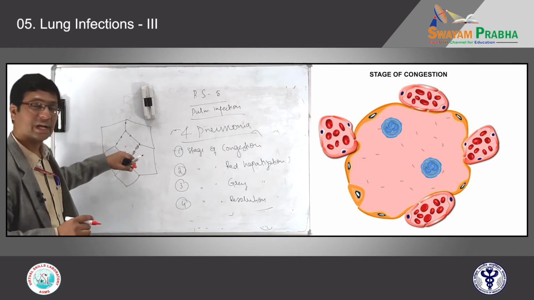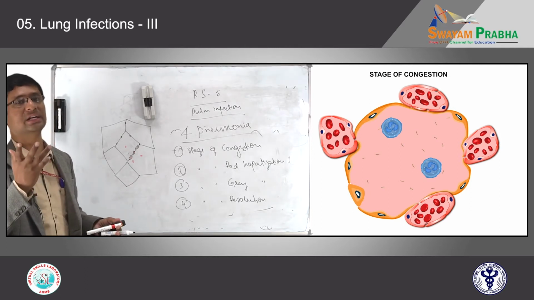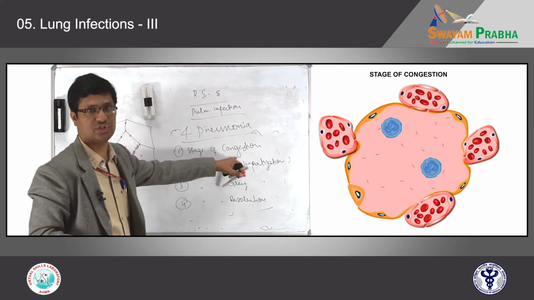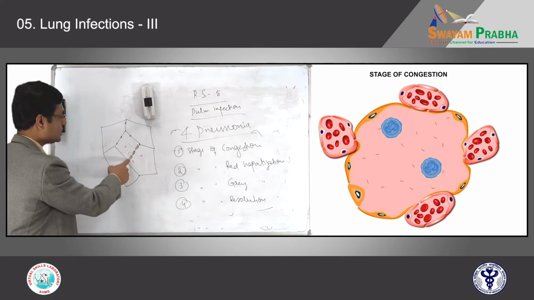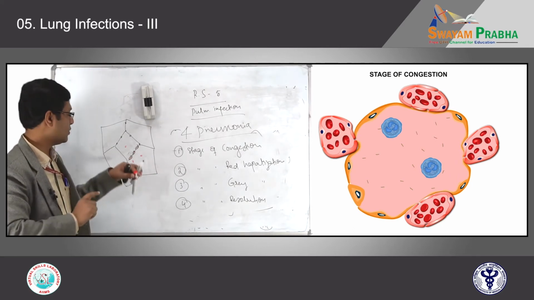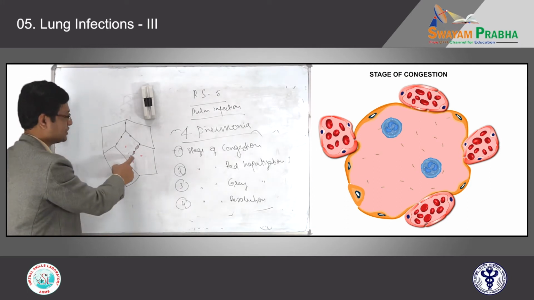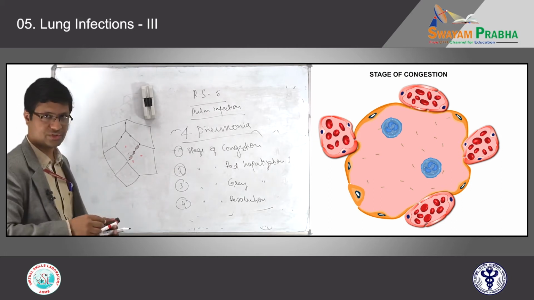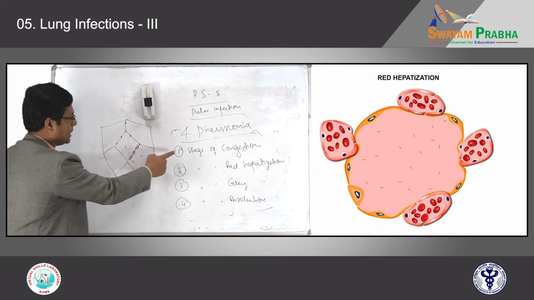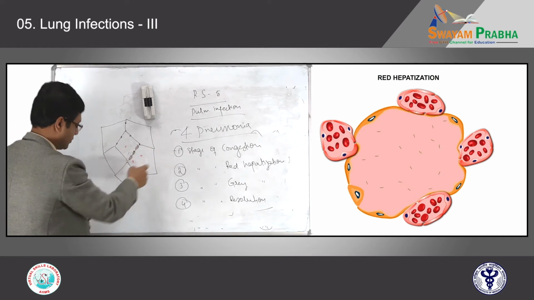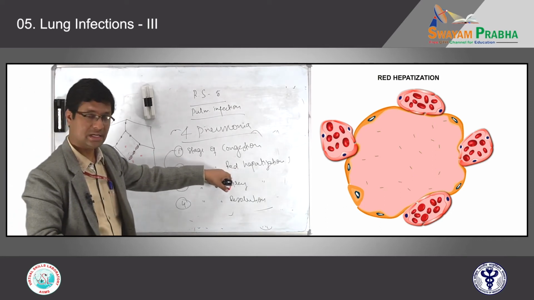When you examine this grossly, you will see the lung becoming totally red in color. That's why we call it the stage of congestion. Part of the lung becomes more red in color, mainly because of congestion of the alveolar capillaries. Under microscopy, these capillaries will be enlarged in size and filled with red blood cells. This is the first stage. What happens next? If it is not stopped at this stage, it will go to the second stage, which we call the stage of red hepatization.